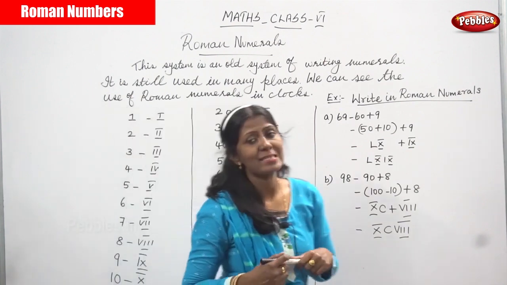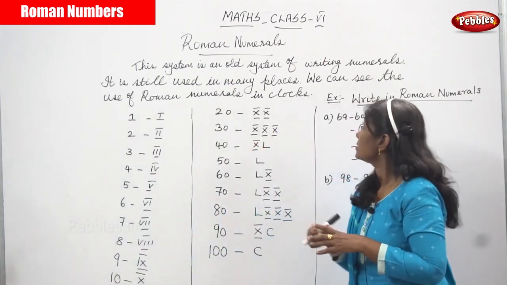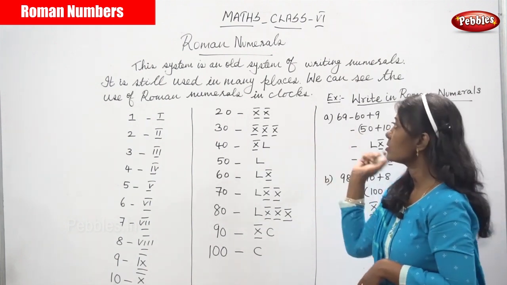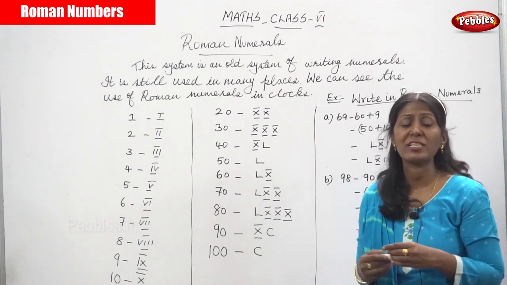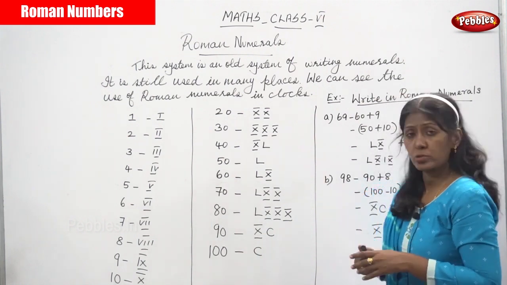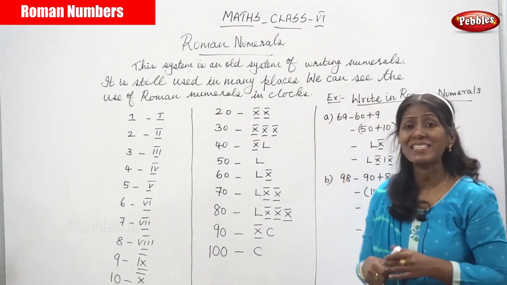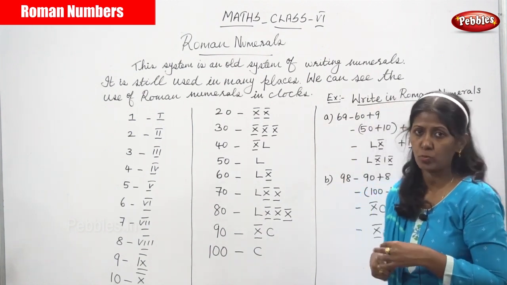Actually, Roman numerals, it is a very old system of writing. Numerals means nothing but numbers. It's still used in many places, especially in foreign countries. At the same time, we can see the use of Roman numerals in clock. You can see in the clock Roman numerals.